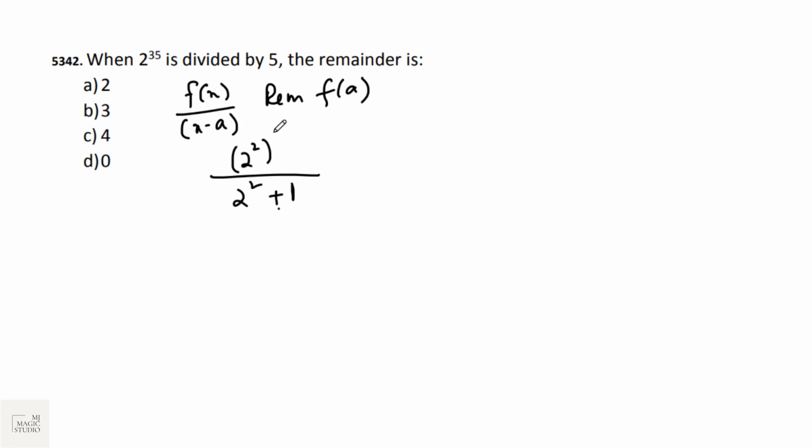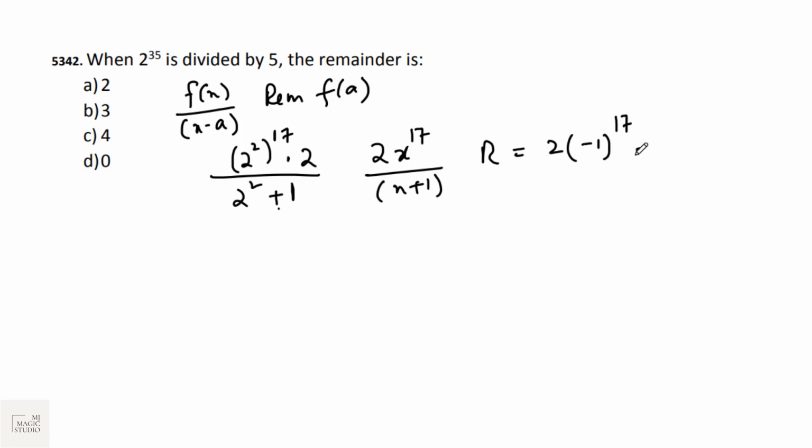If I write this as 2 square to the power 17, that would be 2 to the power 34, into 2. So we'll get 2 into x to the power 17 divided by x plus 1. So the remainder would be 2 into minus 1 to the power 17, that is minus 2. Now if the remainder is minus 2, we add the divisor to it to get the positive remainder. So we'll add 5, we'll get 3 as the remainder.